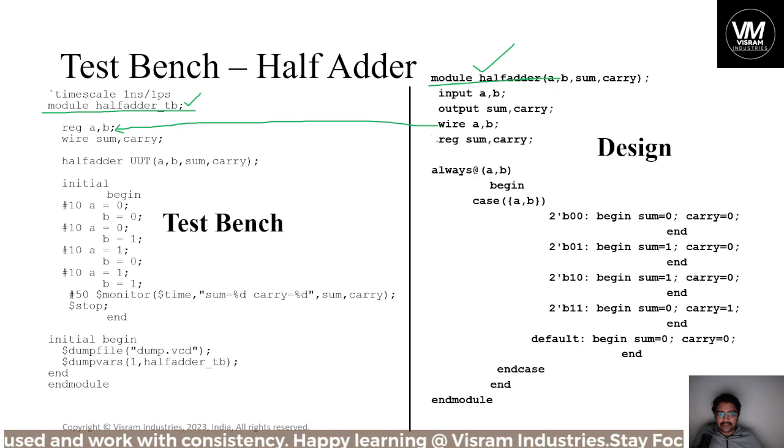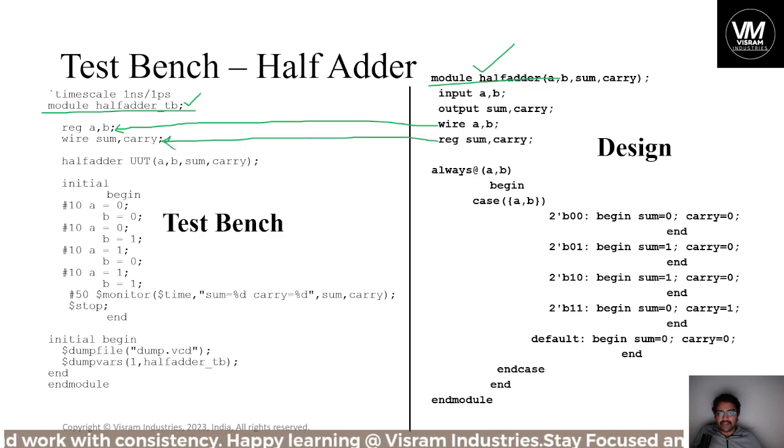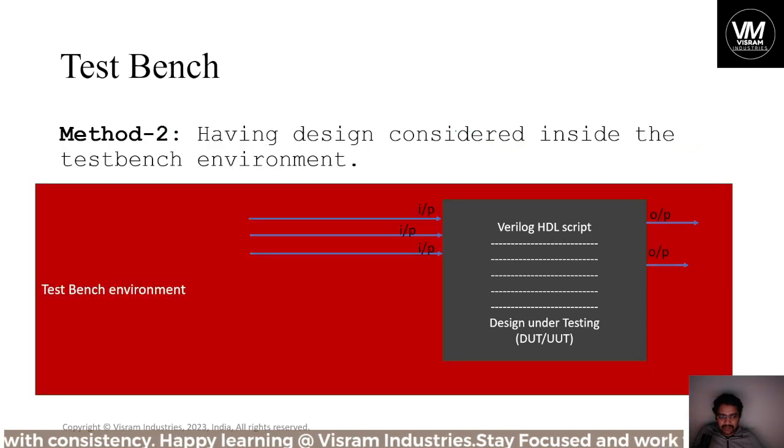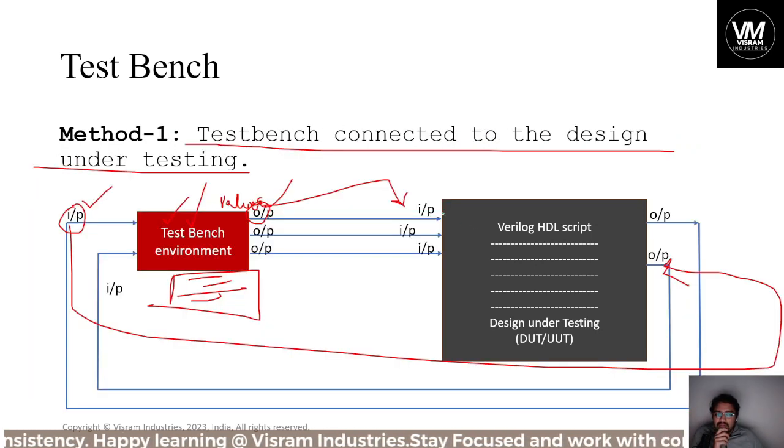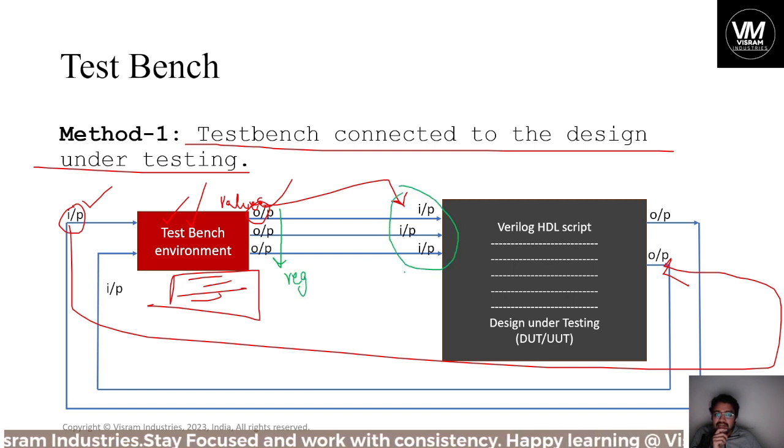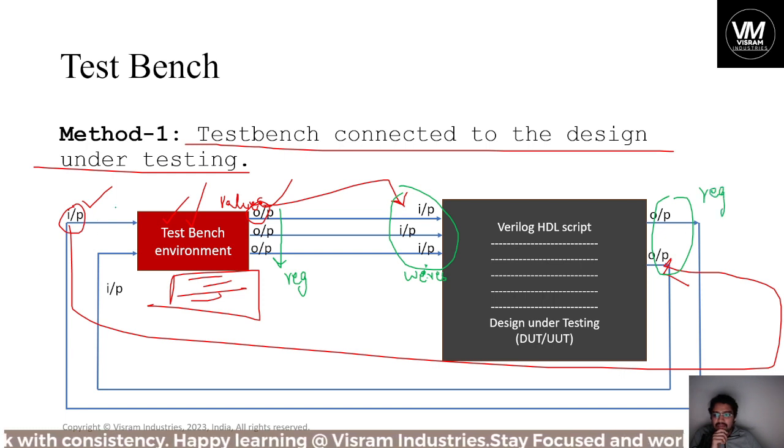All the registers you have taken will be wires. Why? Because in the connections, the outputs of the test bench are nothing but registers, but all the inputs to the design are wires. Understood? Likewise, all the outputs of the design are registers, but those are inputs to the test bench, hence those are wires.